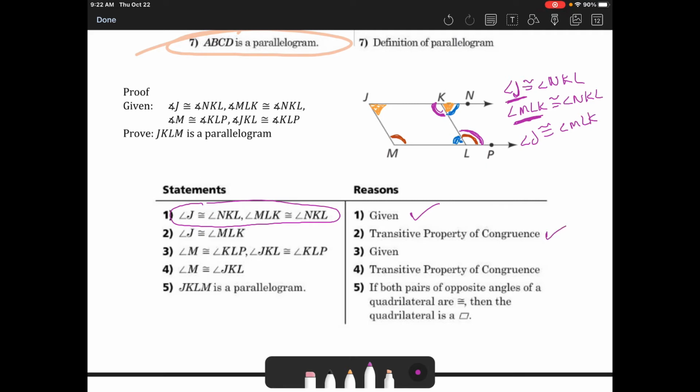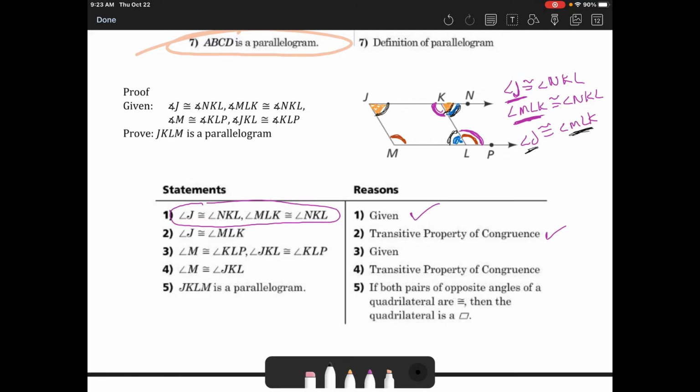So J is the yellow angle with the other yellow one. And then MLK is the blue angle. So if you notice here, we have the yellow and yellow, and then we're saying the blue and the blue. See how the blue and the yellow are on the same? So that is correct. Angle J should be equal to MLK.